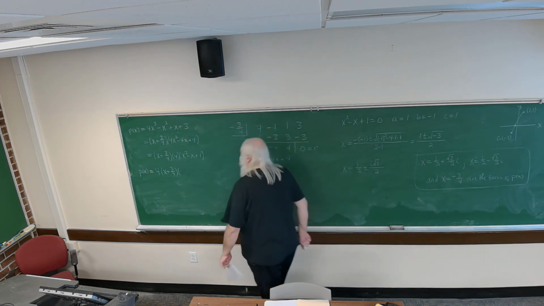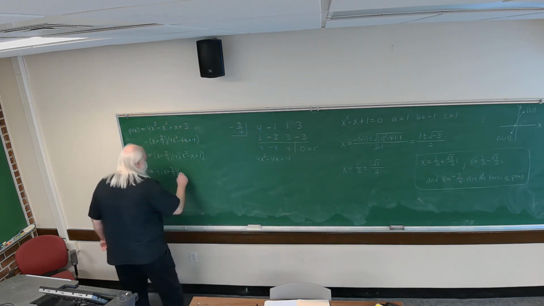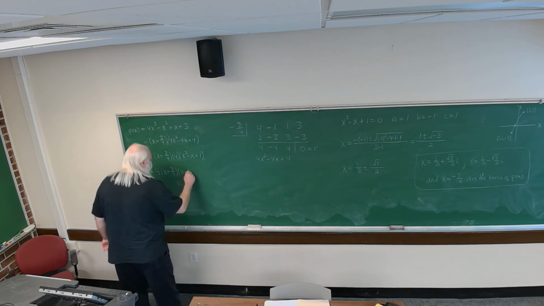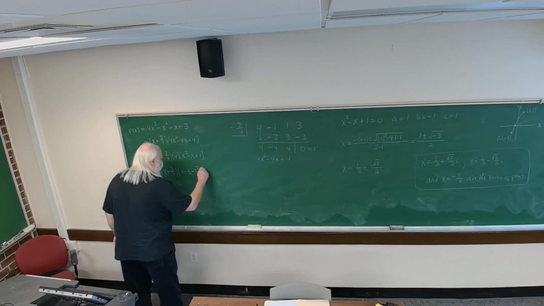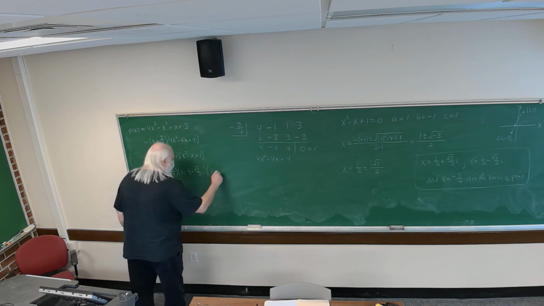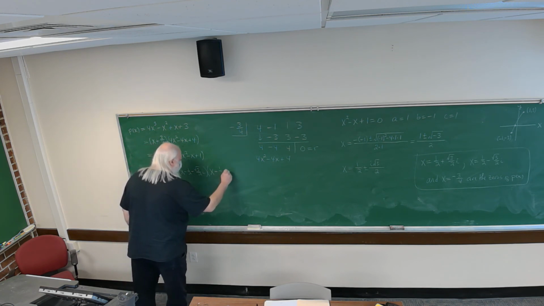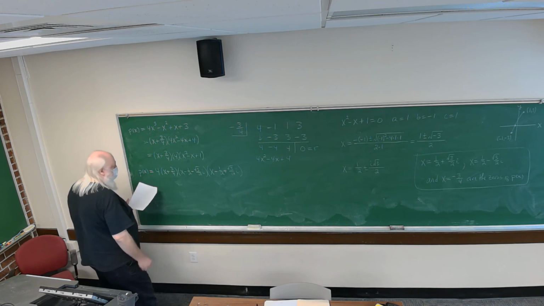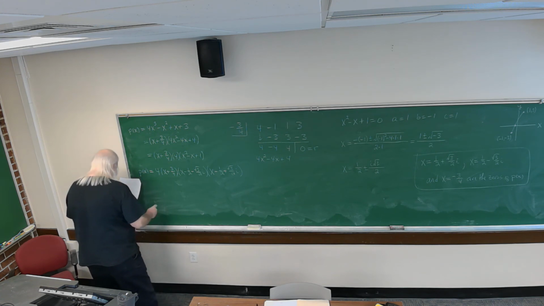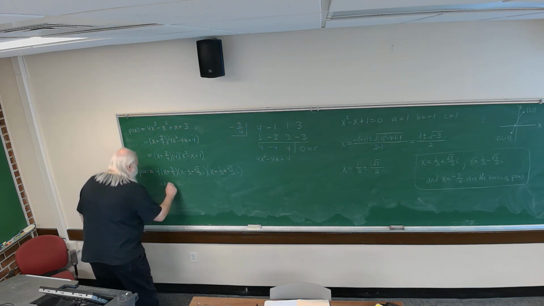So we have x minus 1/2 minus the square root of 3 over 2i, and x minus 1/2 plus the square root of 3 over 2i. That is the complete factorization of this polynomial function.